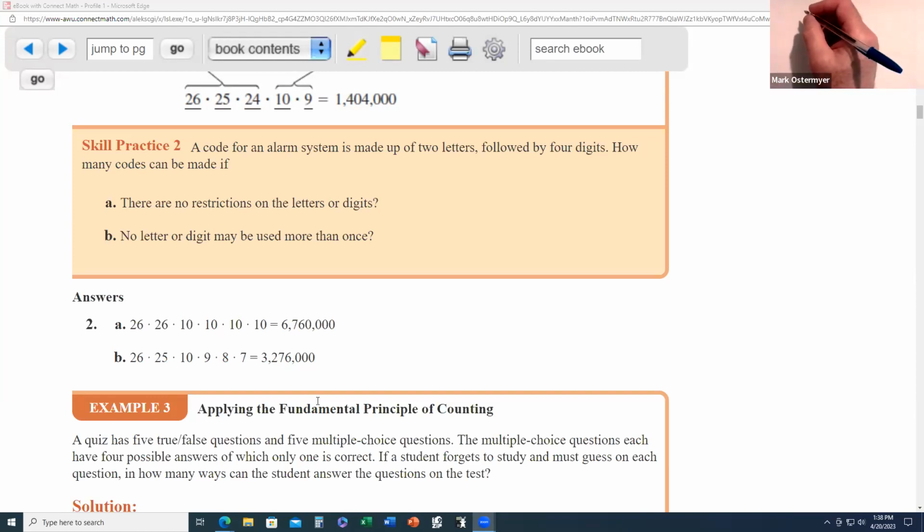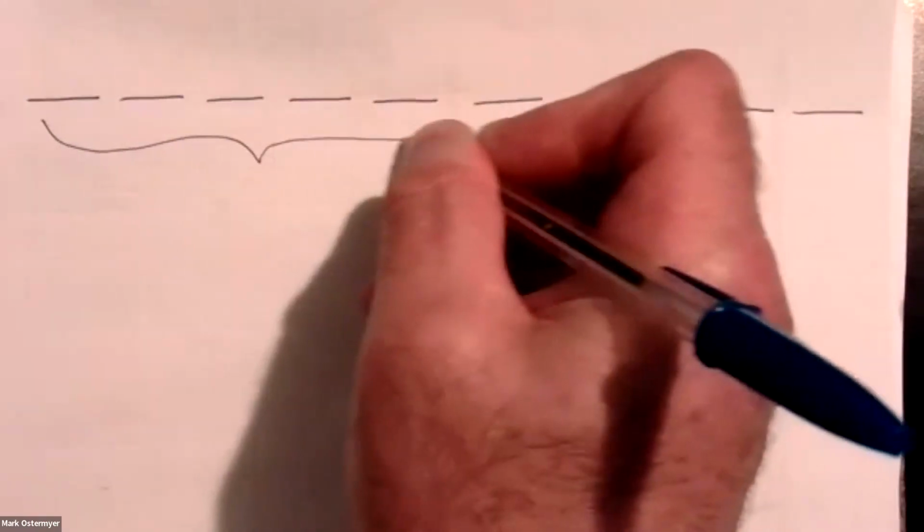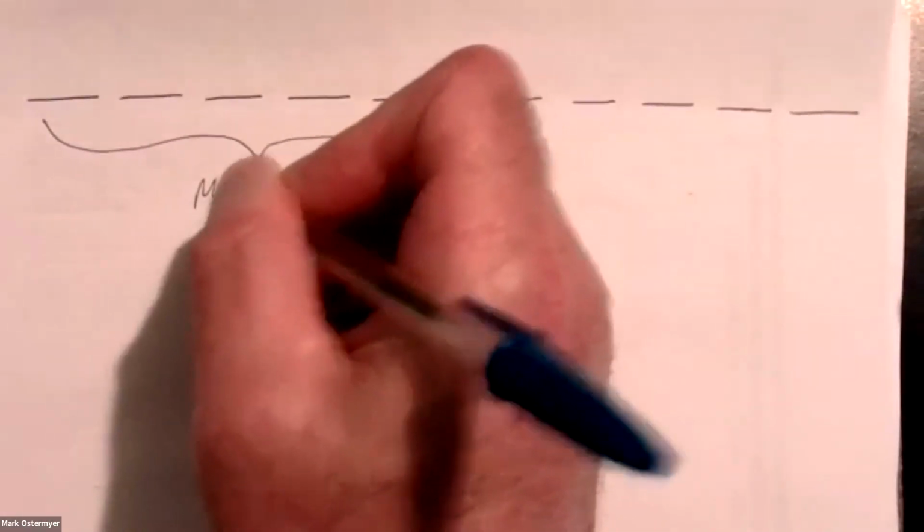Well, how many true false questions we got? We got 5, 2, 3, 4, 5. I only have 5 little slots or 5 little mailboxes for the true false questions. How many for the multiple choice questions? We got 5. 1, 2, 3, 4, 5. Okay. Let's find out, ladies and gentlemen, how many different ways we can answer this exam. So there's 5 true false questions, and there's 5 multiple choice.